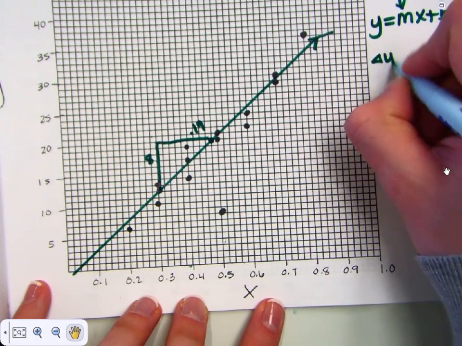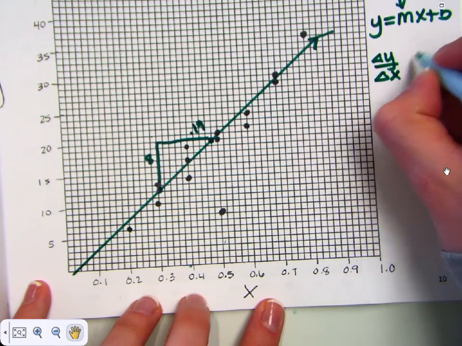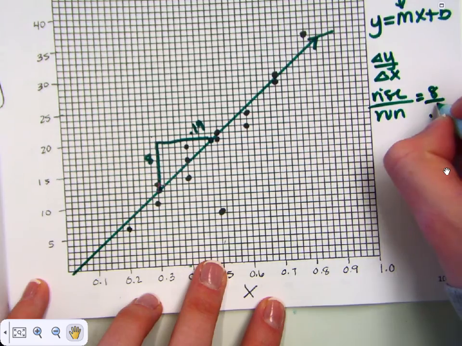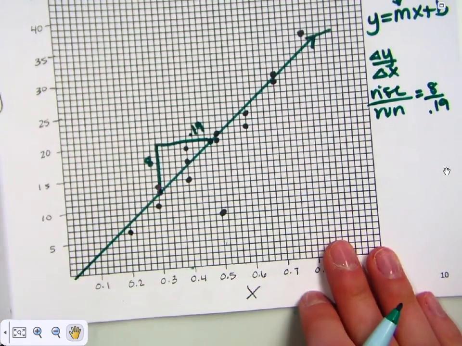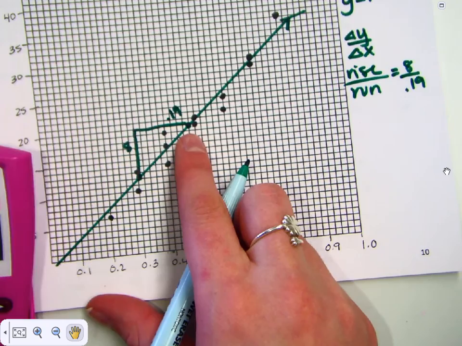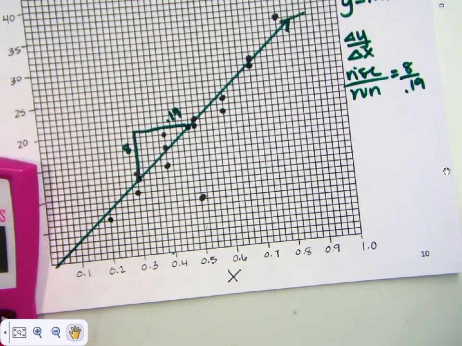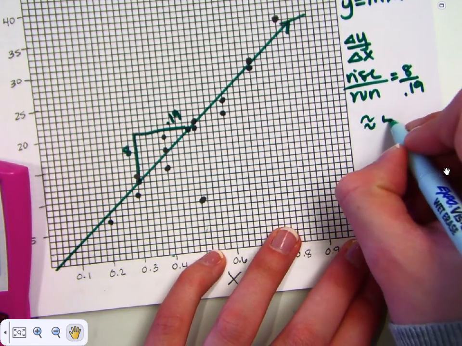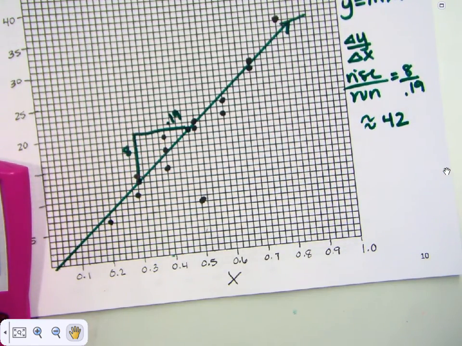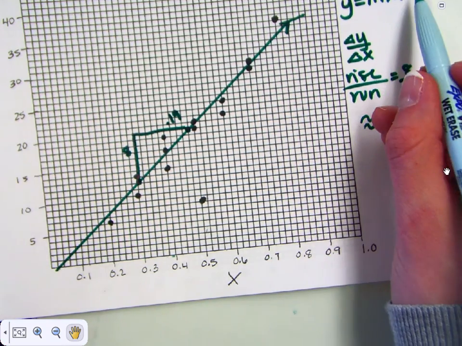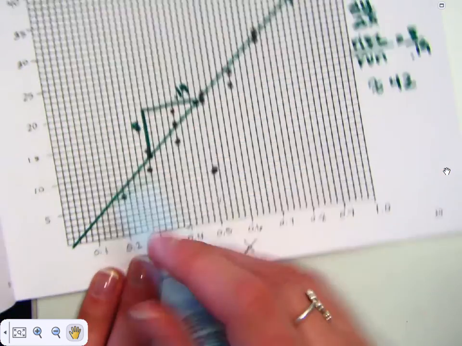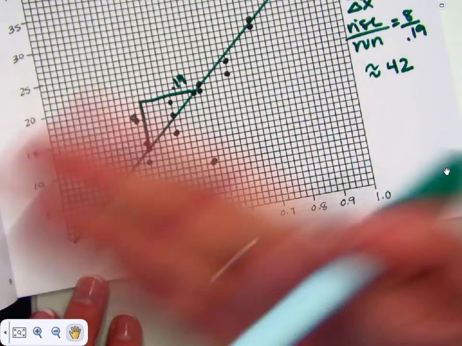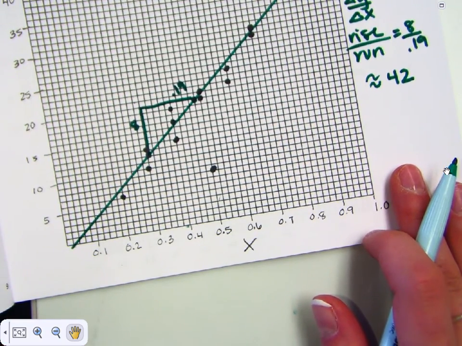So my change in y over change in x, or my rise over my run, is 8 over 0.19. My rise was 8 and my run was 0.19. 8 divided by 0.19 is about 42. My y-intercept is not really easy to tell because the line doesn't go through the y-axis. If my graph kept going into the negative numbers, it would. So we're going to have to do some math to figure it out.